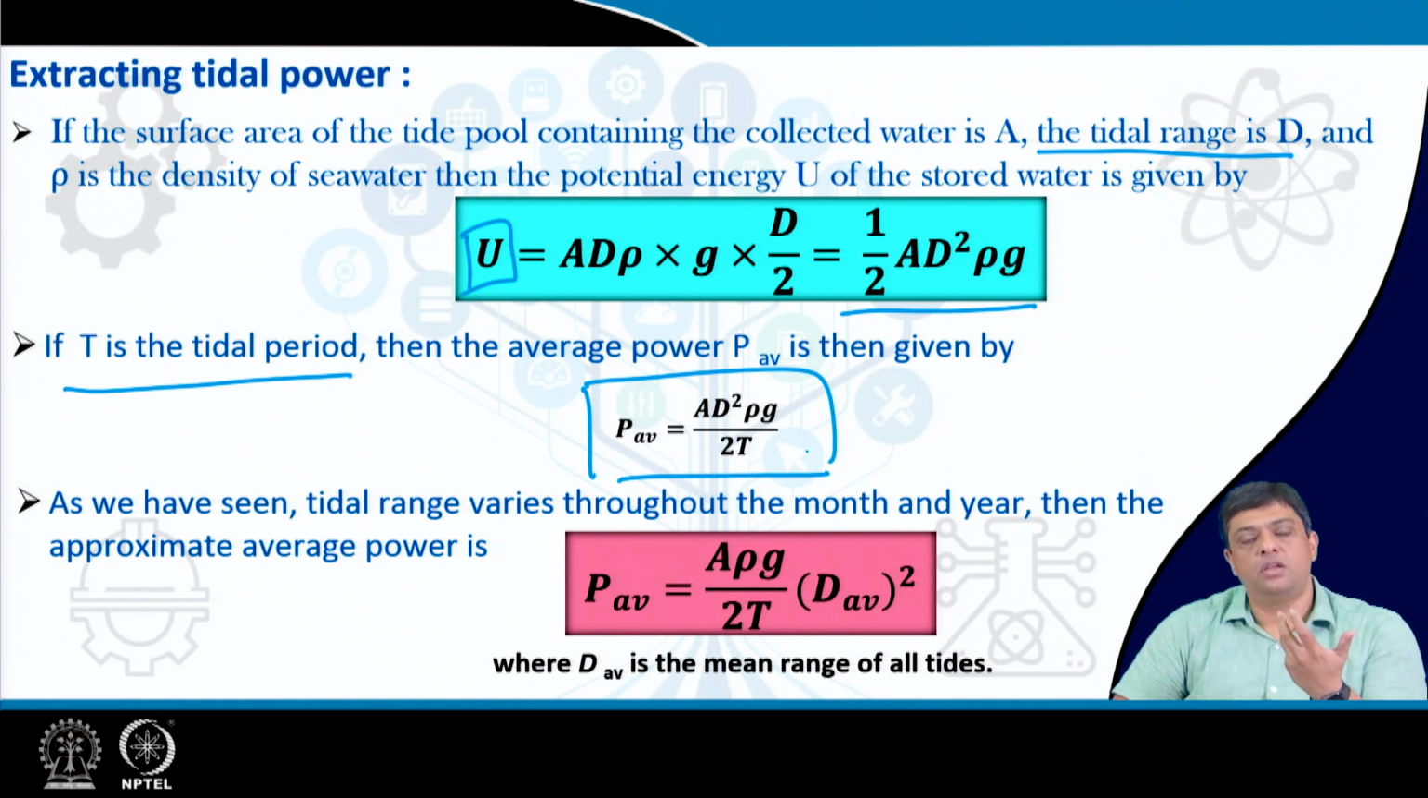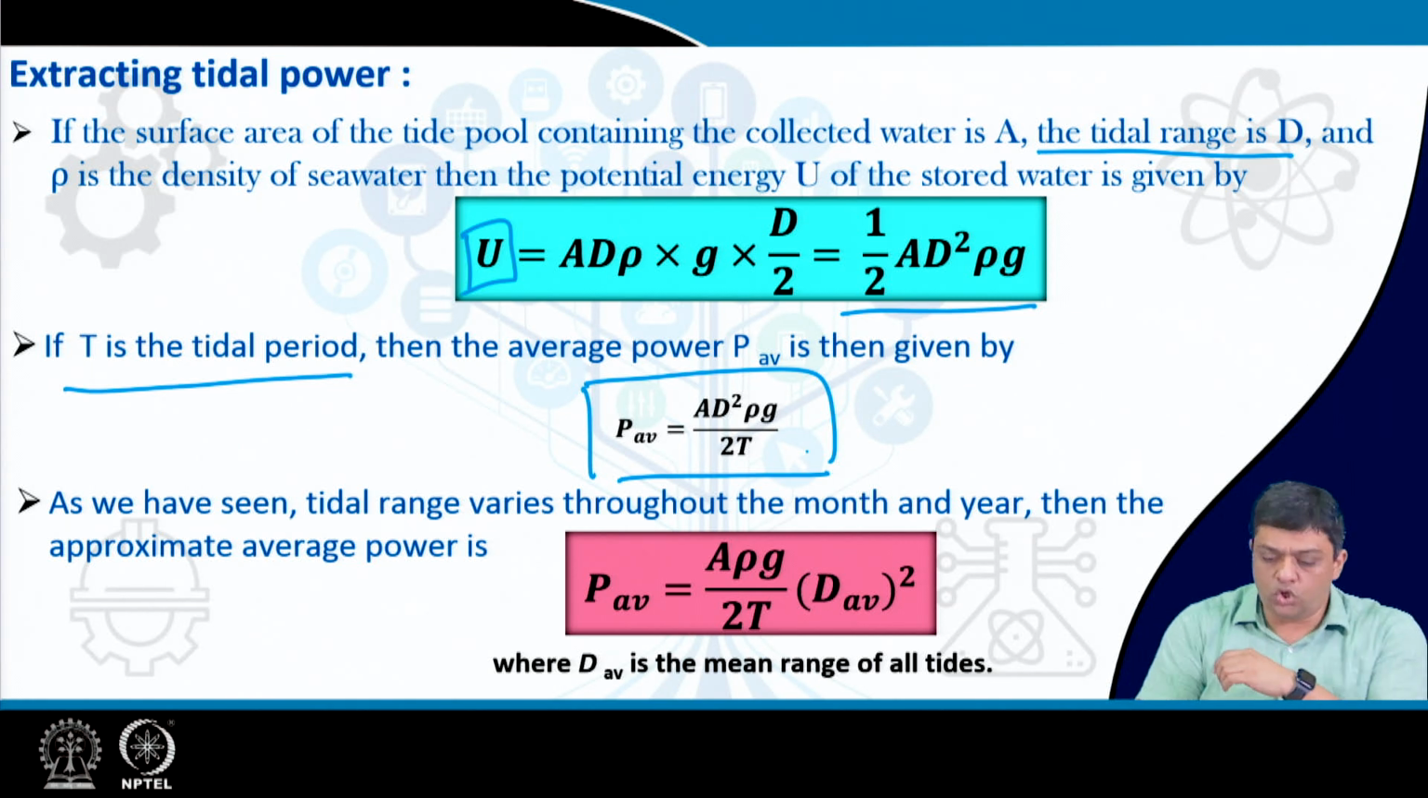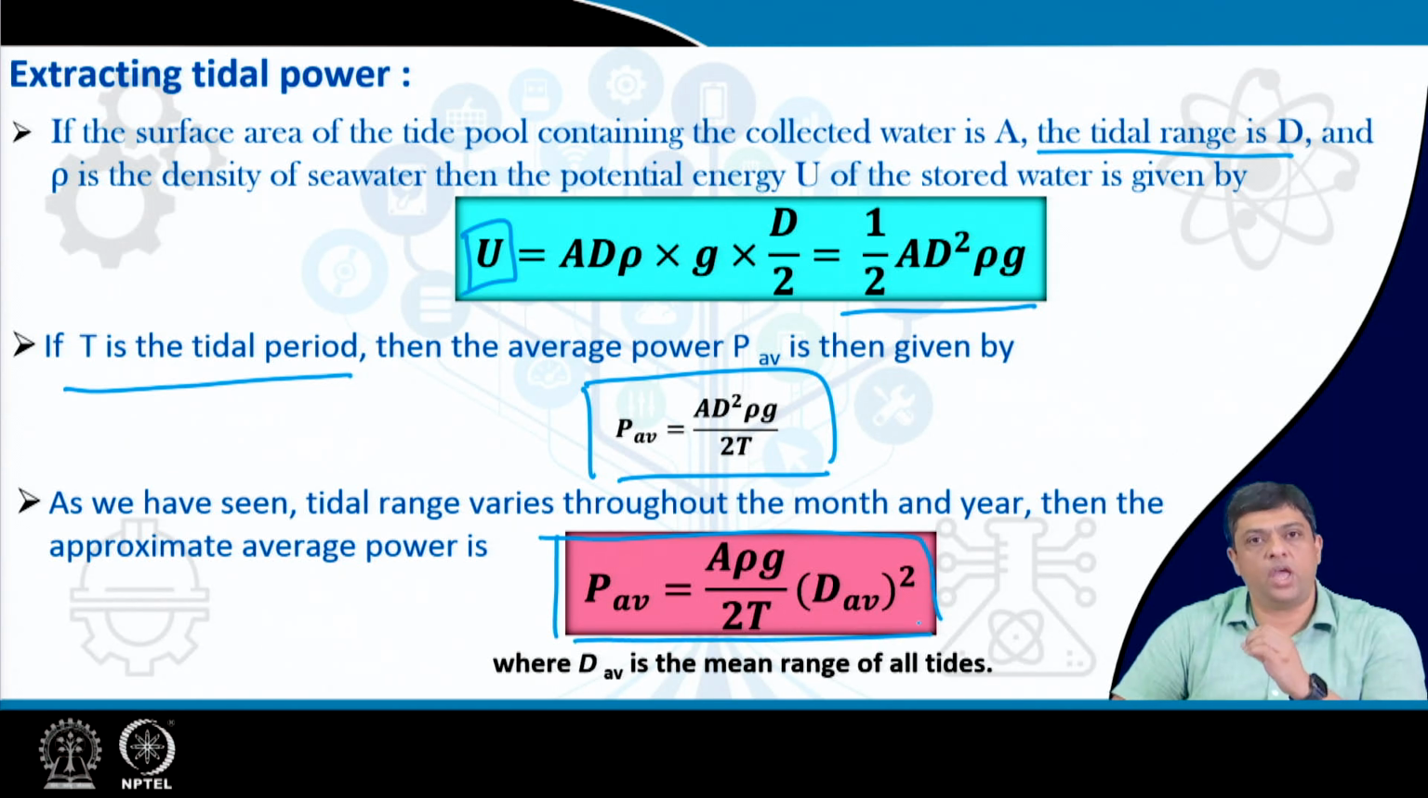Because at each point, what happens? In a 24-hour period, you have the high tides being generated twice. As we have seen, the tidal range varies throughout the month and year, so the approximate average power is given by not taking the value D for the tidal range, but taking an average value, which is the mean range of all tides. So, you get the average power P average equals A rho G by 2T into D average whole square.